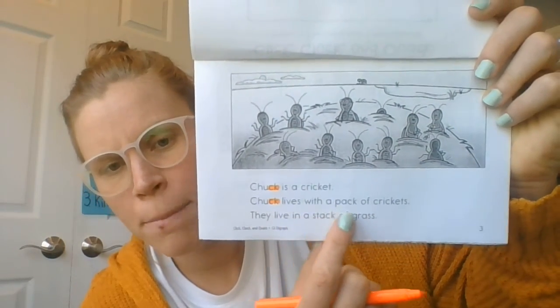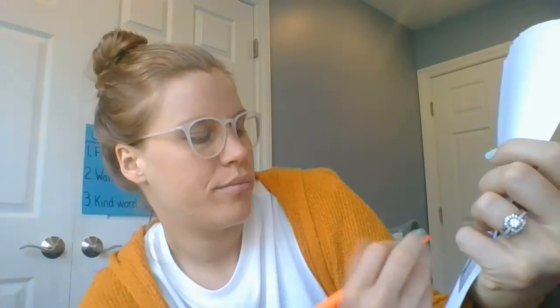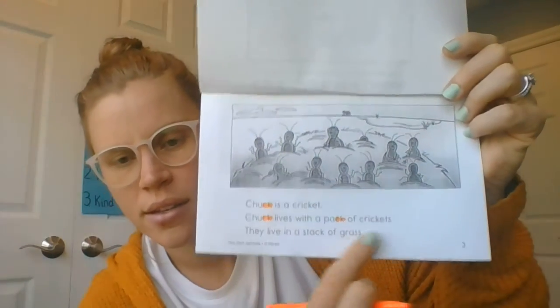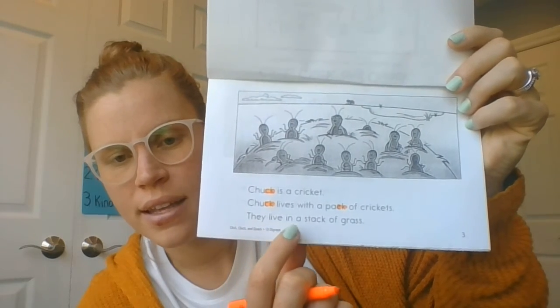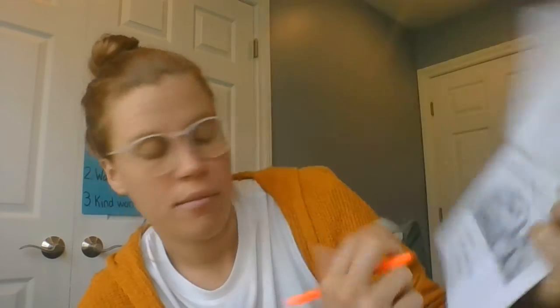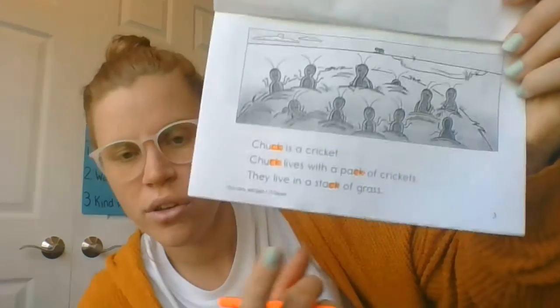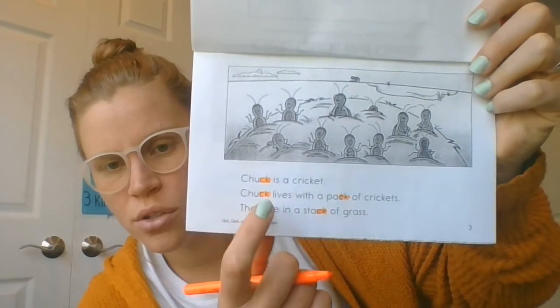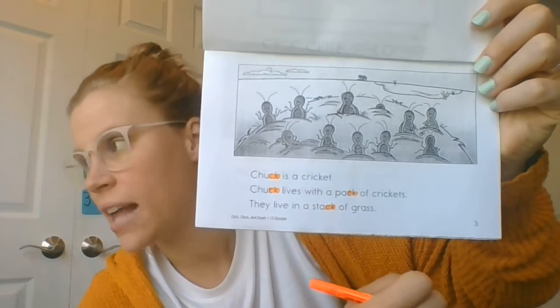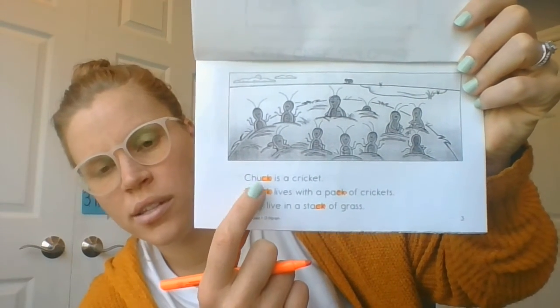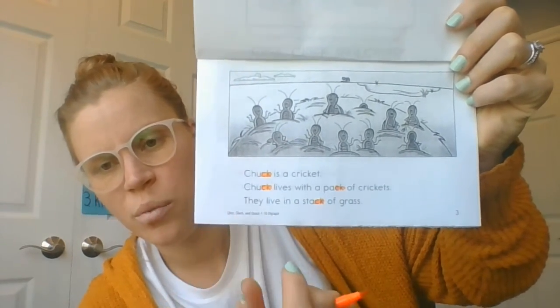Lives with a pack of crickets. They live in a stack. Hear it again. Of grass. So you see that I found 1, 2, 3, 4 words to highlight. Now, 2 of these words are the same, so I only have to write it once.